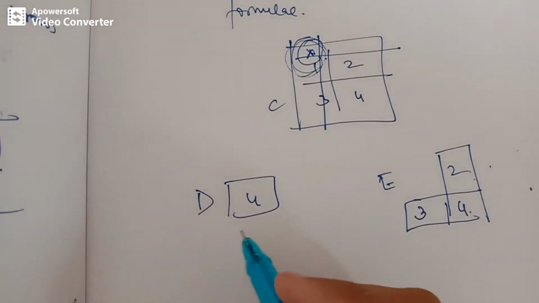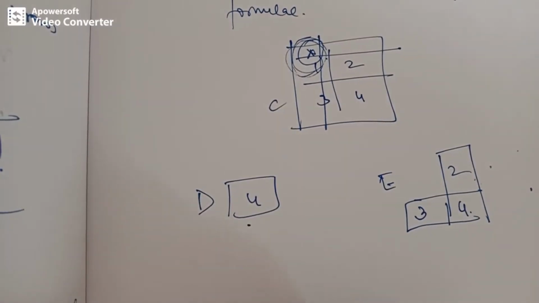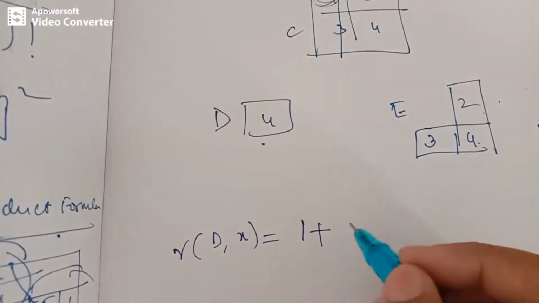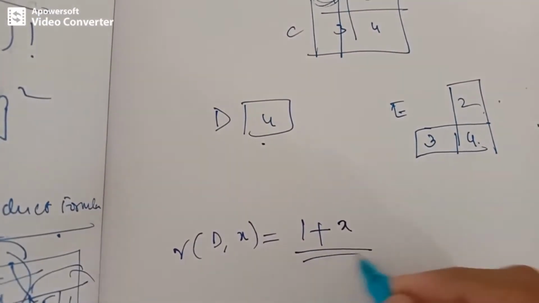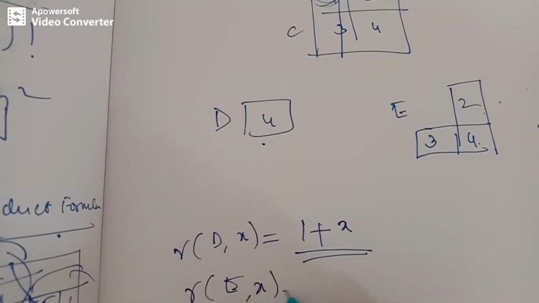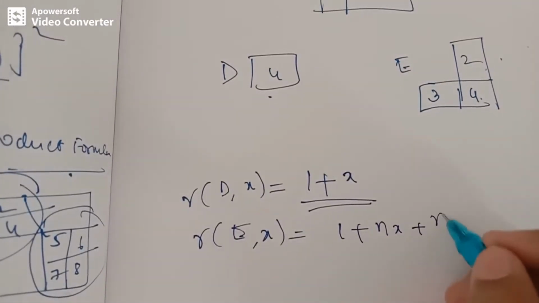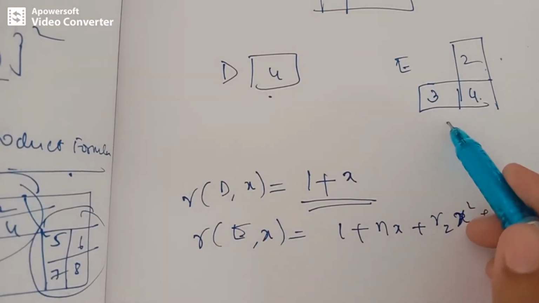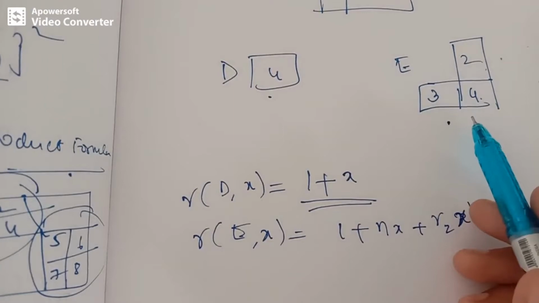Now we have to apply the Rook's polynomial to the individual boards. So R of D comma x contains just one square, so it is given by 1 plus nx. What is the value of n here? Just one square, so we have got 1 plus x. So R of D comma x is just 1 plus x. What will be R of E comma x? I will write the general formula here: 1 plus nx plus R2 x square and so on, plus Rn x raised to n. Here we have got 3 squares, so we have to find out up to R3.